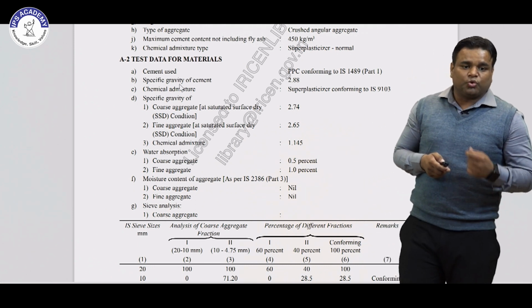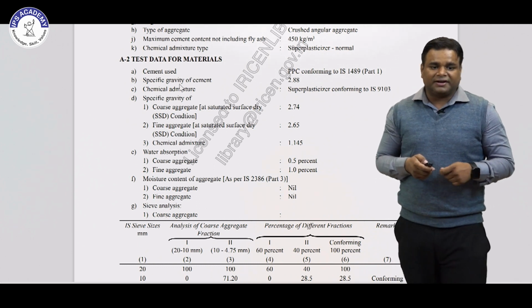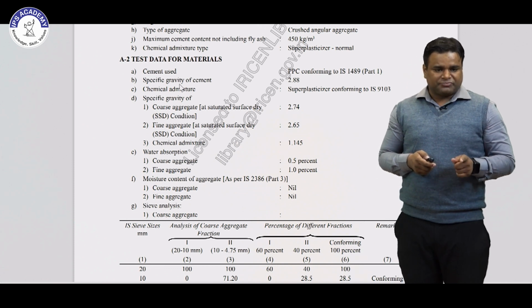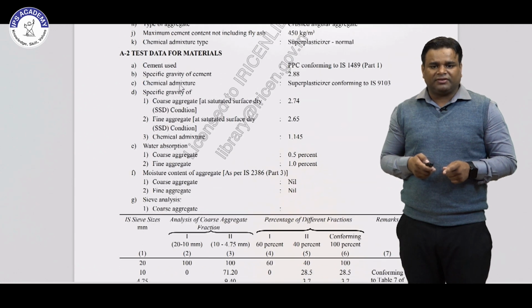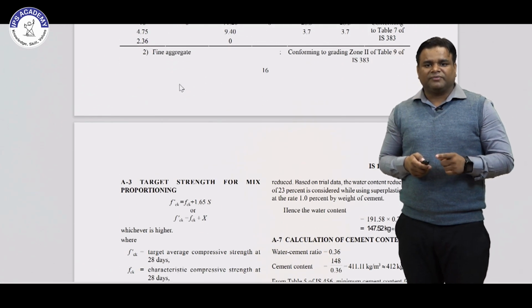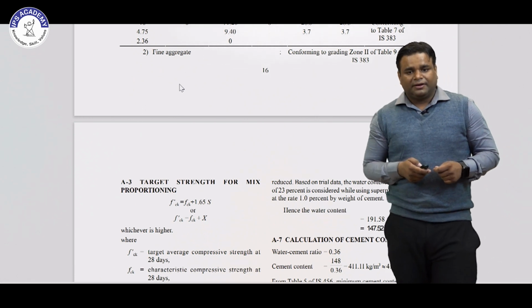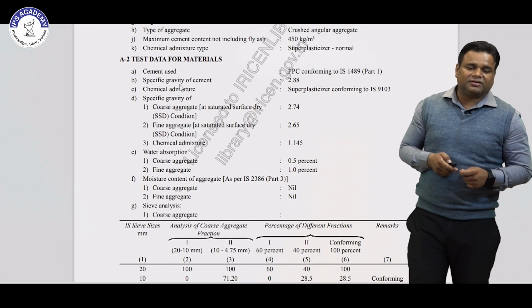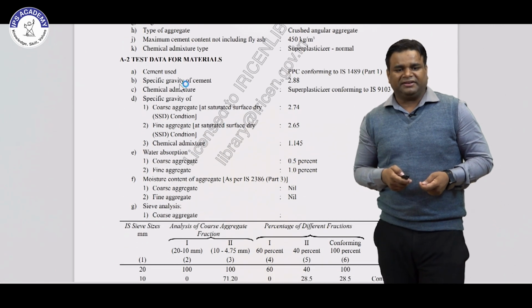Water absorption for coarse aggregate and fine aggregate is 0.5 and 1%. Moisture content of aggregate as per IS 2386 part 3 is nil. In that they have not given any moisture content. Then there is the sieve analysis. They are confirming Zone 2 as per the sieve analysis of fine aggregate of IS 383. So these are some test results of the materials which we have taken in our designing.